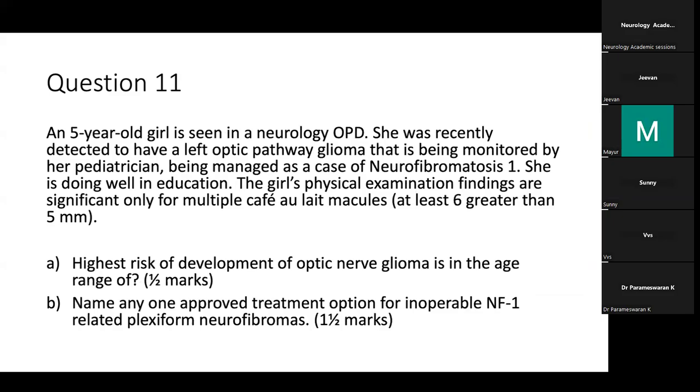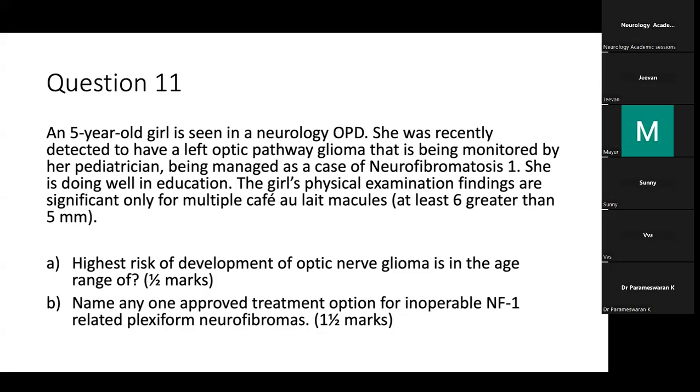A 5-year-old girl is seen in a neurology OPD. She was recently detected to have a left optic pathway glioma that is being monitored by her pediatrician and being managed as a case of neurofibromatosis 1. She is doing well in her education and her physical examination findings are significant only for multiple cafe au lait macules, which are at least 6 in number and greater than 5 millimeter.